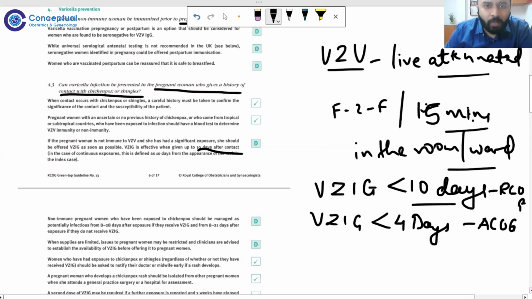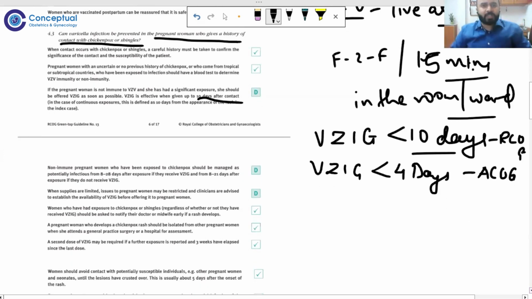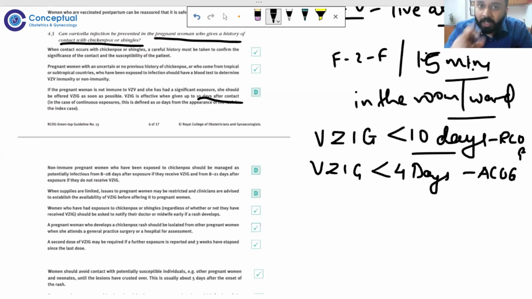So the first thing that you need to do, whenever a patient comes to you with a history of being in contact with a person having chickenpox, is ask her if she had chickenpox earlier. If she ever had it in the past, then be assured that she has been immunized. She doesn't need to receive VZIG. But if she tells you that she has neither been vaccinated earlier nor has she ever had chickenpox in her life, you should give her VZIG.